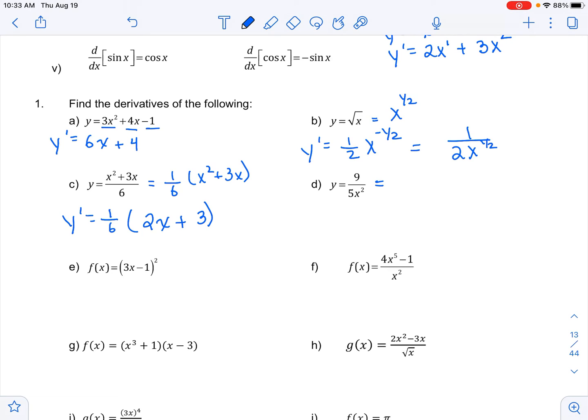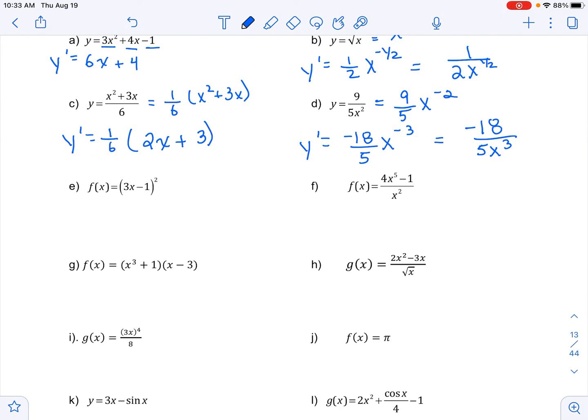Anytime you have x's on the bottom, you can only use the power rule if you have x raised to a power. So I need to rewrite this as 9/5 x to the -2, and now I can use the power rule. So I'm going to bring down the -2, multiply by that coefficient, reduce the power by 1. If you wanted to simplify it, all you have to do is put that x on the bottom and it becomes a positive exponent.